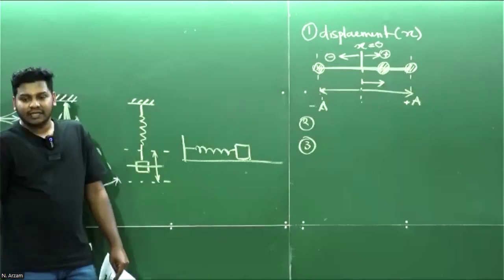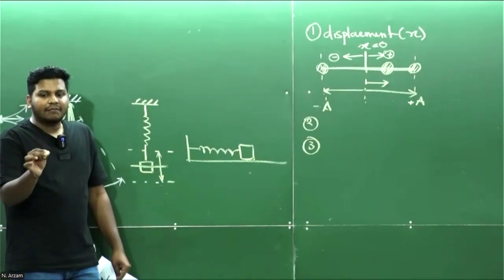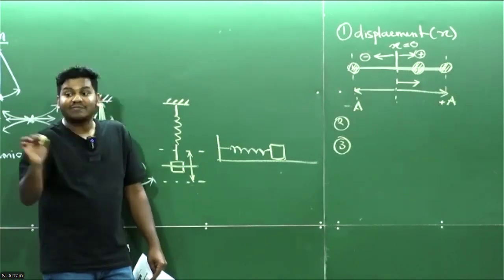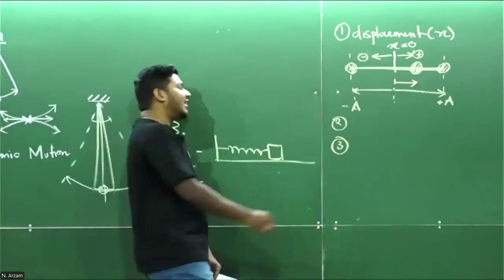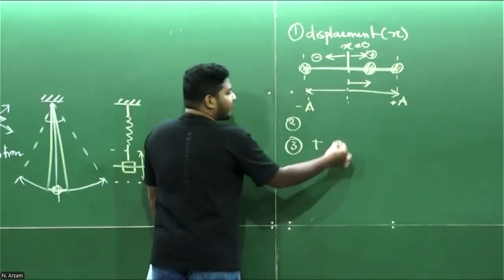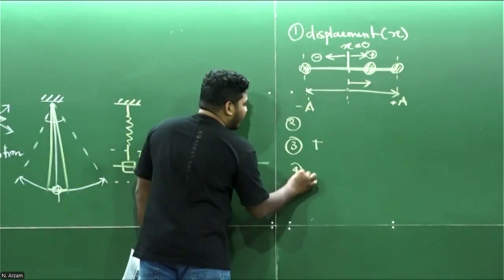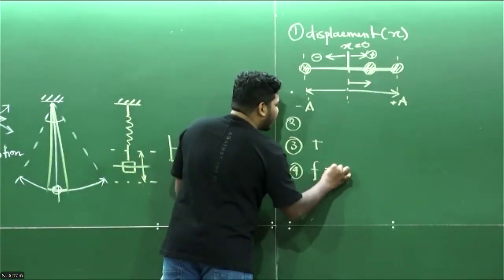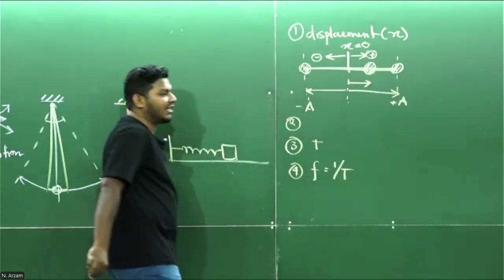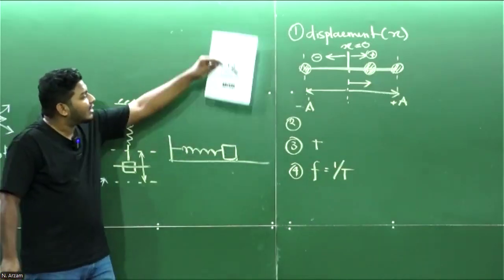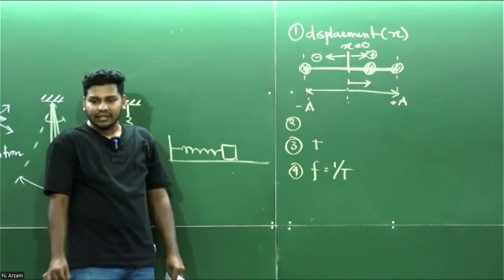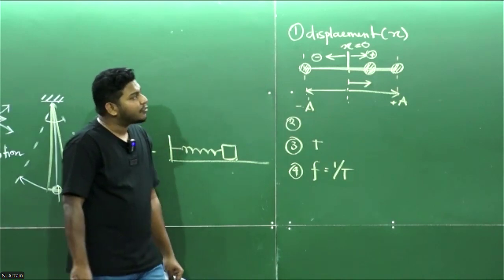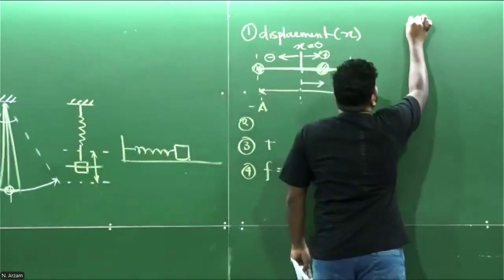So what do you mean by time period? The time taken to complete one complete oscillation is known as periodic time or time period. And the fourth one is frequency. Frequency is equal to 1 over capital T, 1 over time period. So these are the physical quantities we studied in our last class. Now let's move to the simple harmonic motion equations.